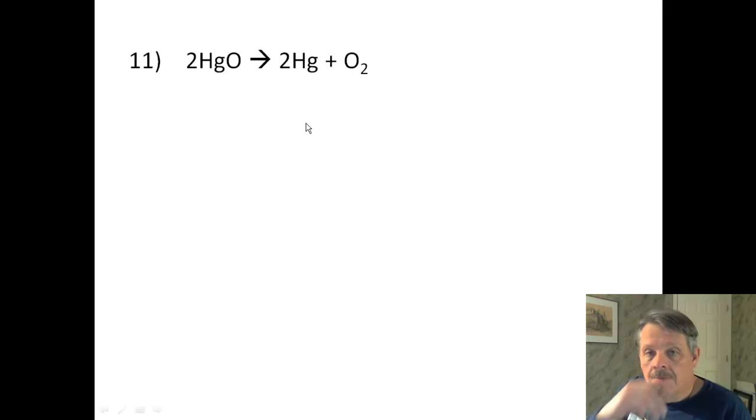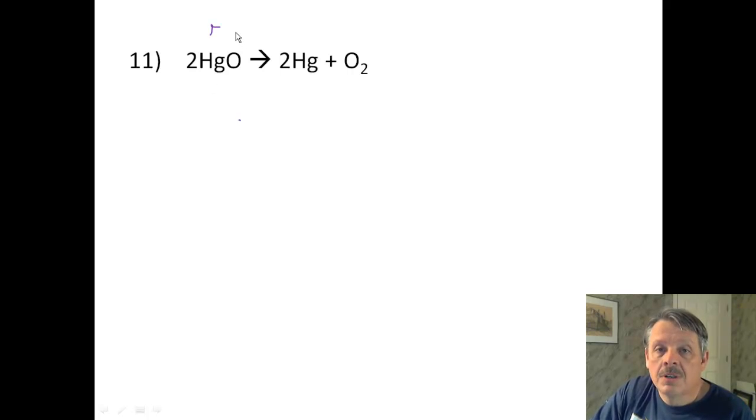All right, how about this one? Well, mercury is going from being positive to no charge, and oxygen is going from negative to no charge. So the thing that's oxidized, the thing that loses, is oxygen, and the thing that gains is mercury.